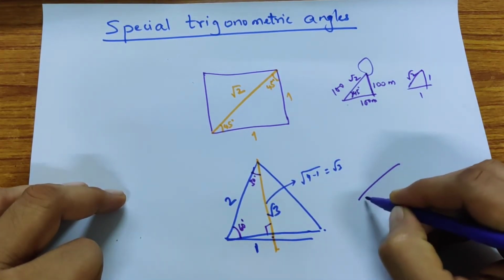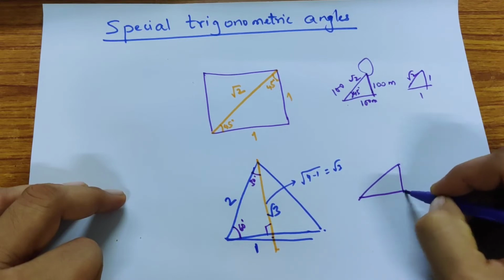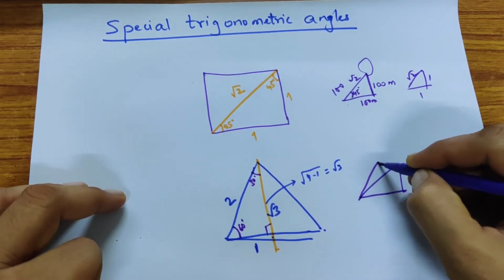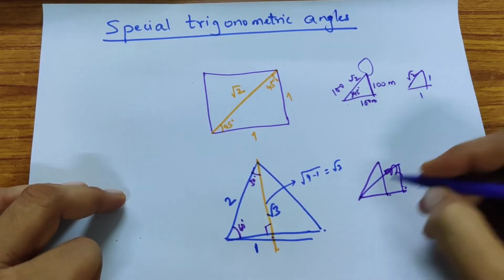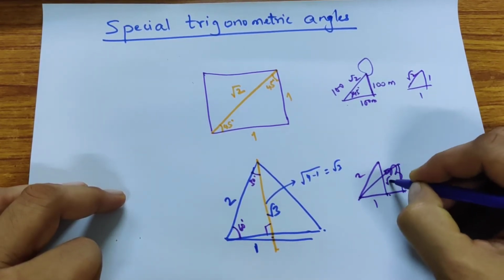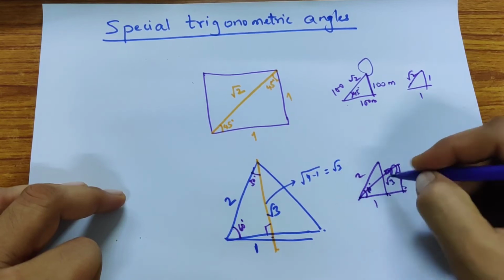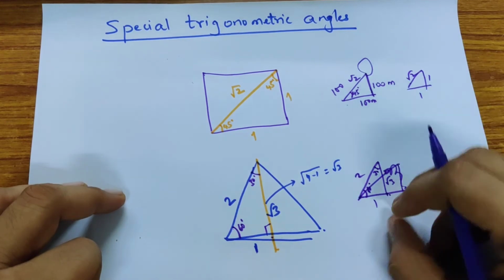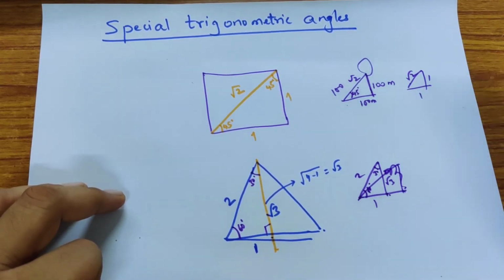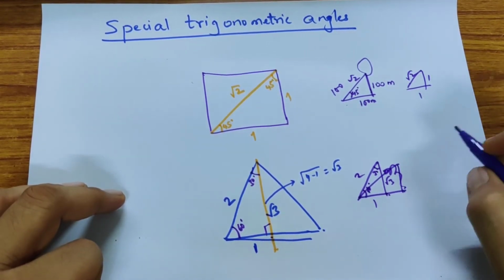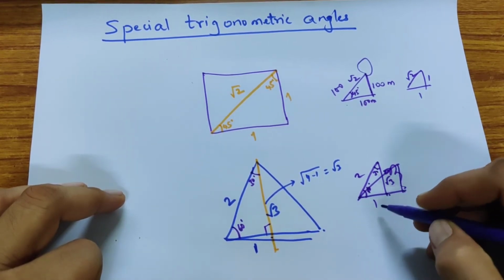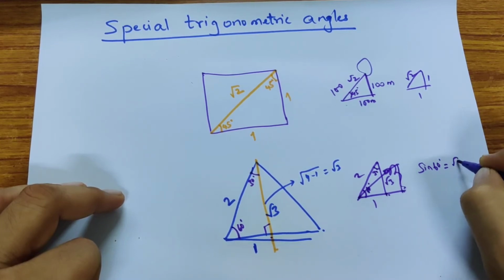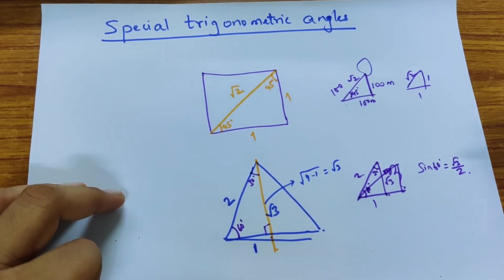So this triangle I like to call 1, 2, root 3, where this is 60 degrees and this is 30 degrees. The 30 degrees will see a smaller side, the 60 degrees will see a larger side, which is that. So again you can do root 3 by 2, you can see the sine of 60 is root 3 by 2.